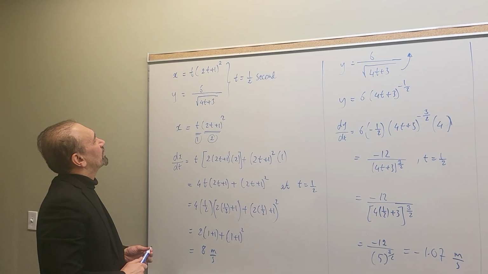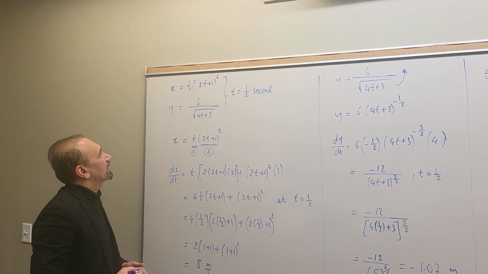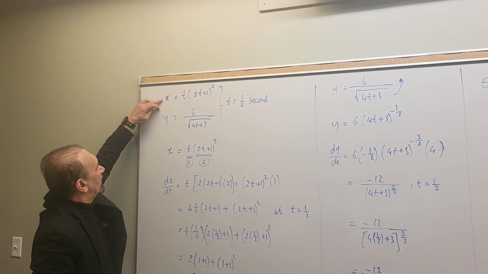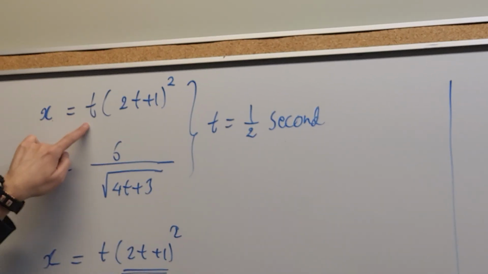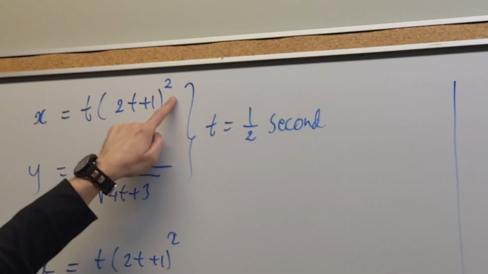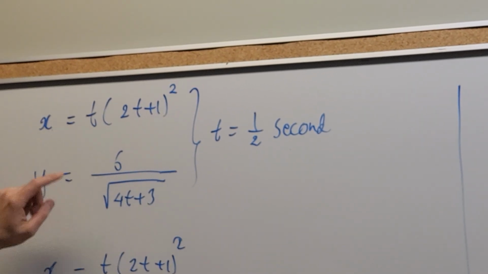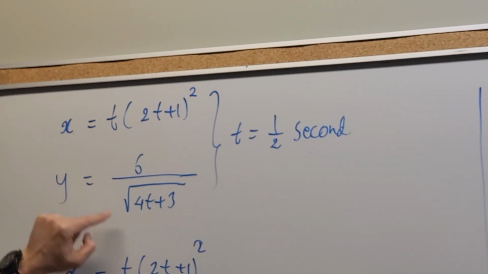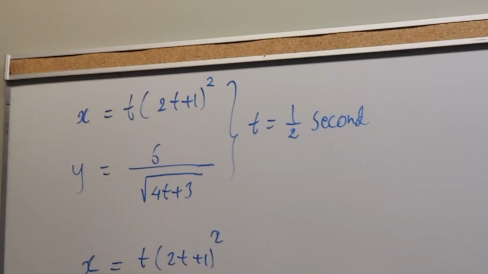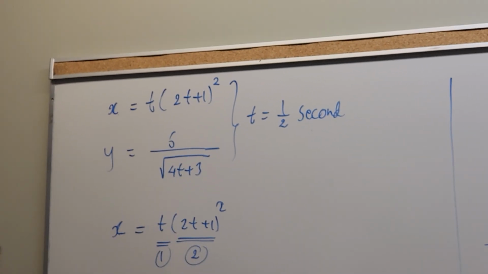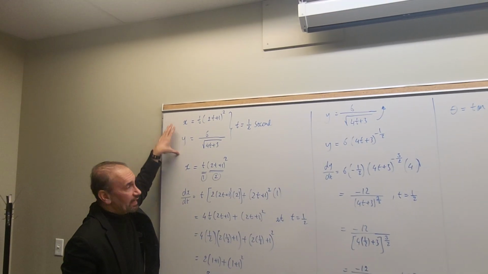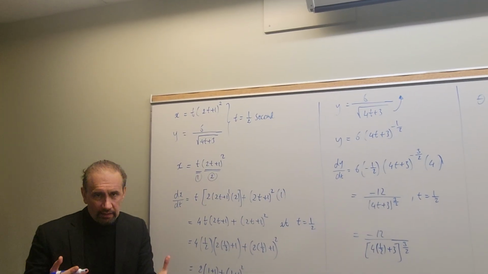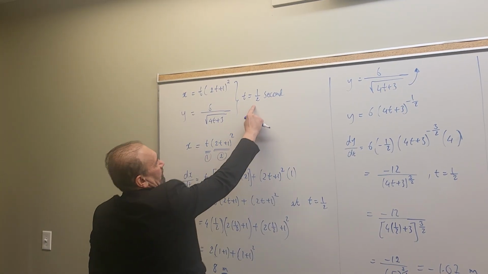Evening. Today we have a question in two dimensions, x and y. x is given as a function of time: t multiplied by (2t plus 1) to the power of 2, and y is also a function of time: 6 over the square root of (4t plus 3). We need to know the magnitude of the velocity of this particle, and the direction, which means the angle, when the time is half a second.